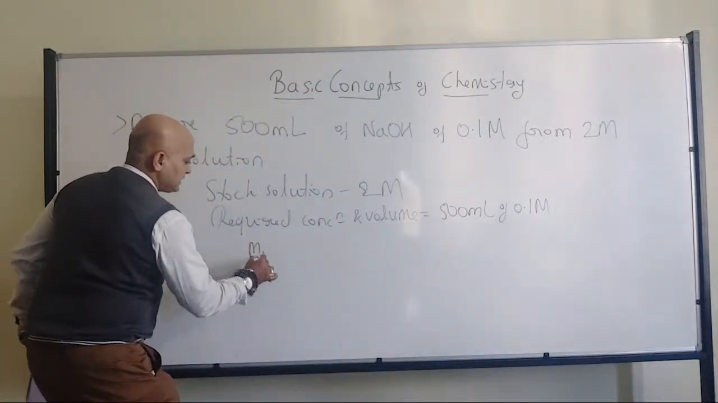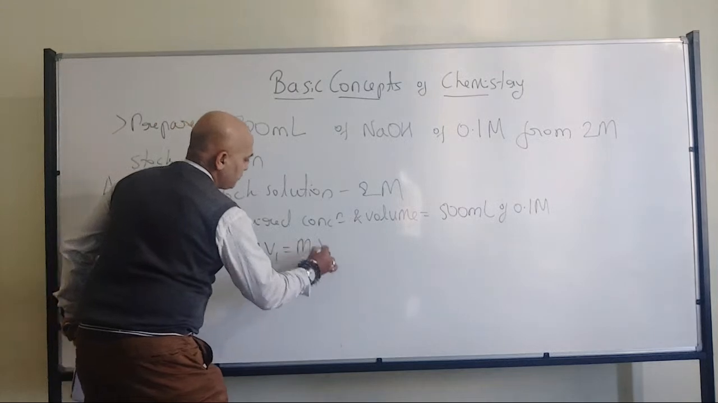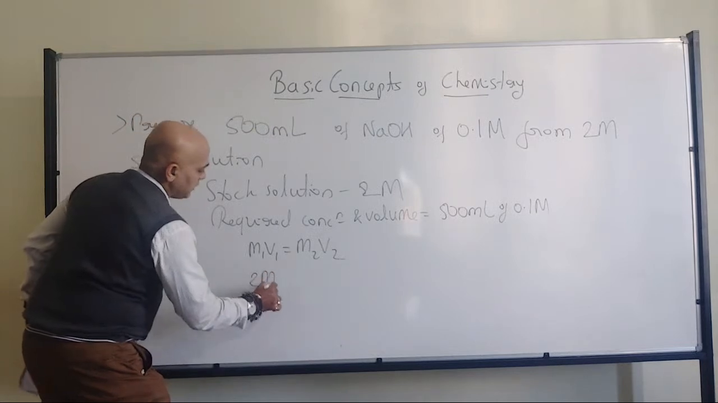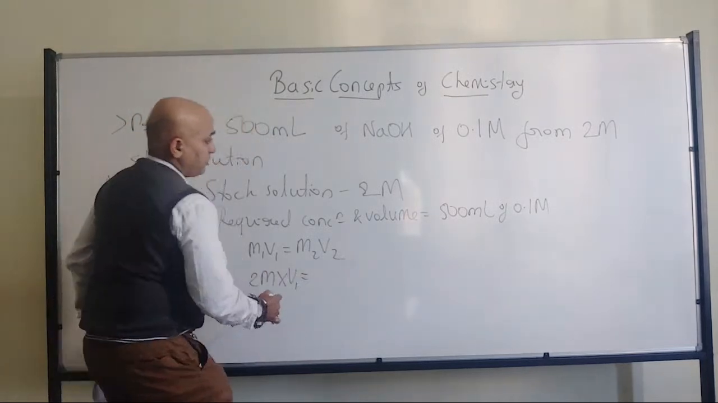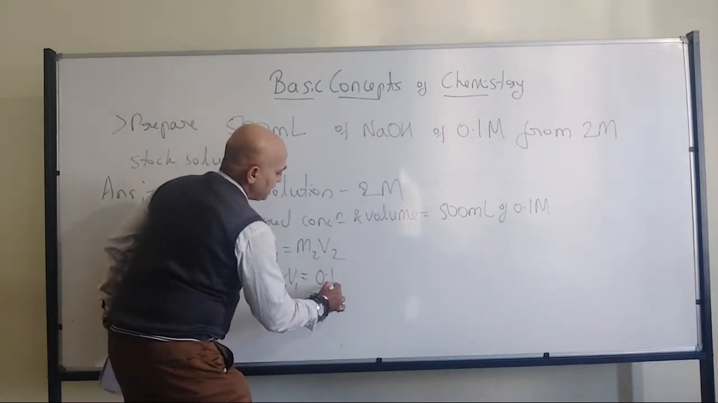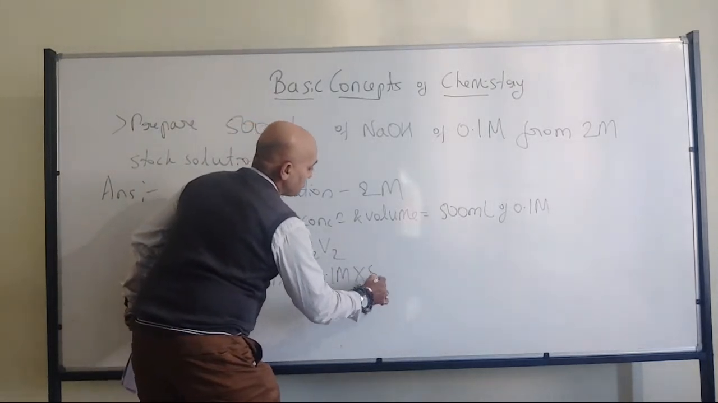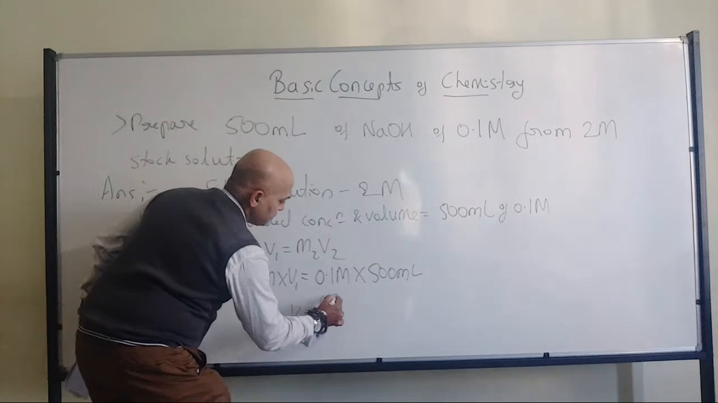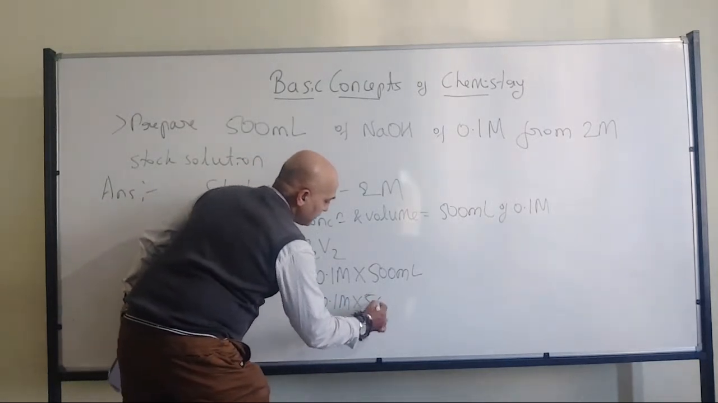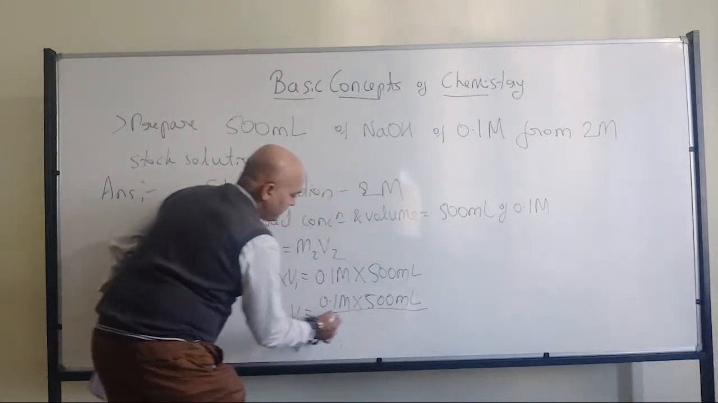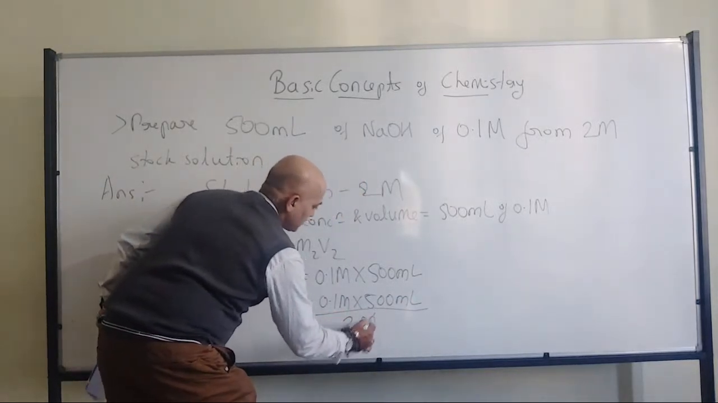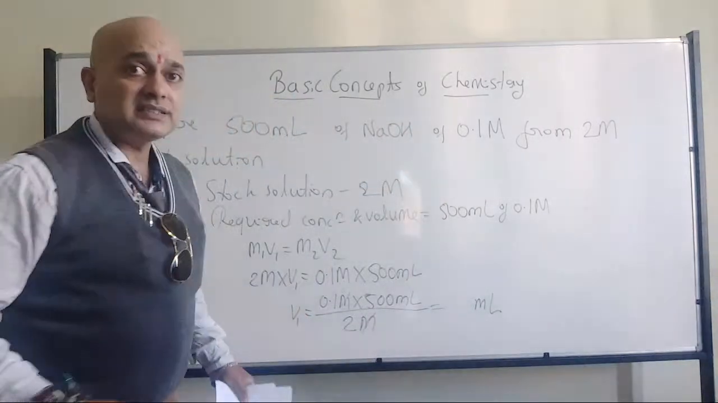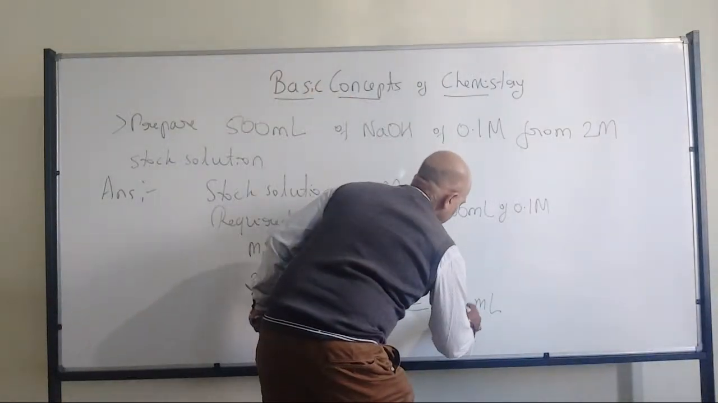So, by using the formula M1V1 equals M2V2, we have M1 as 2 molar. V1 I don't know; we have to find it. M2 is 0.1 molar and V2 is 500 ml. Therefore, V1 is equal to 0.1 molar multiplied by 500 ml divided by 2 molar. Molar will get cancelled, and the final answer will be in ml. That means, as the people have written, it will be 25 ml.